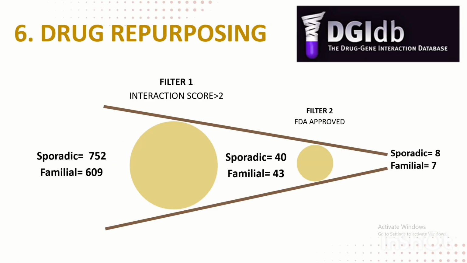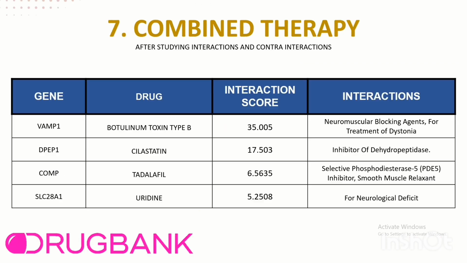Next, we explored drug repurposing using DGIDB. From our analysis, we found 752 drugs for sporadic and 609 for familial ALS. We narrowed these down to 8 sporadic and 7 familial drugs based on their interaction score and FDA approval. After cross-referencing with DrugBank, we proposed a combination therapy of 4 drugs that we believe could be highly effective in targeting the specific molecules responsible for ALS.